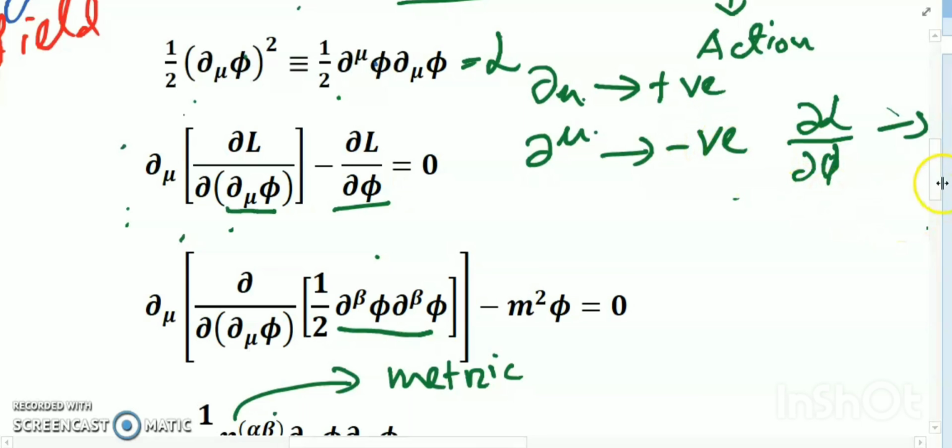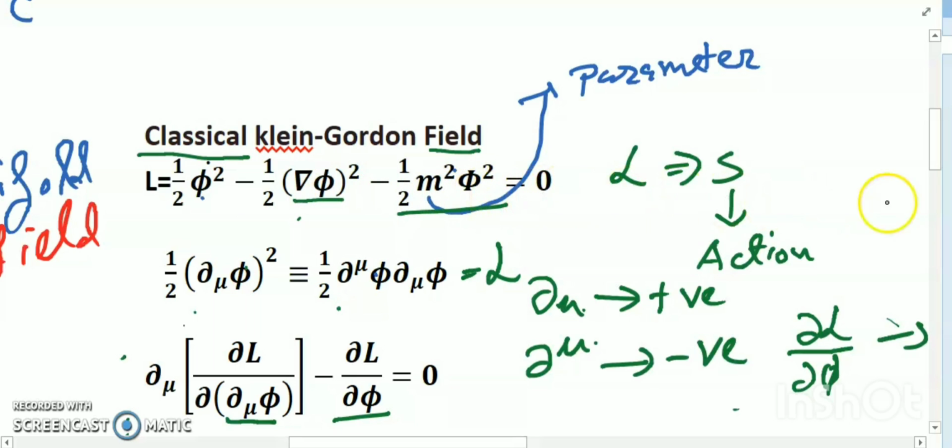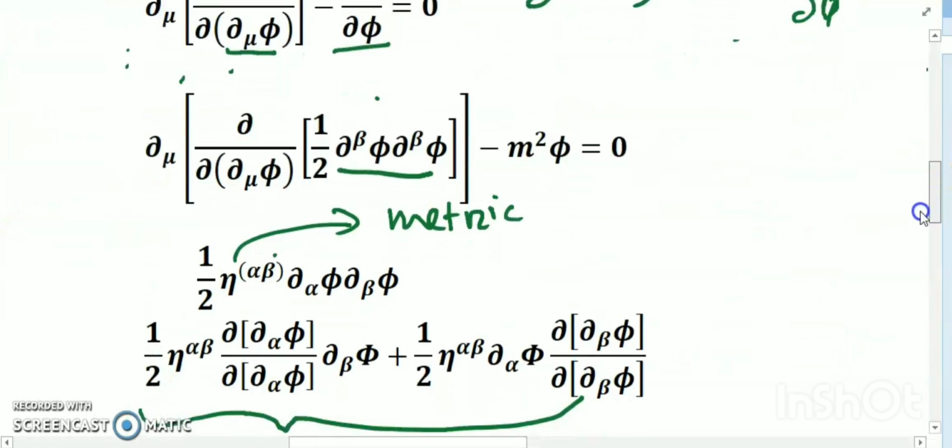And in here, where is the m? L equals to this m. The meaning of m is that it is a parameter. M is a parameter, and this is the gradient of phi, grad phi dot whole square. L equals half into phi dot whole square minus half into del phi whole square minus half m square phi square.